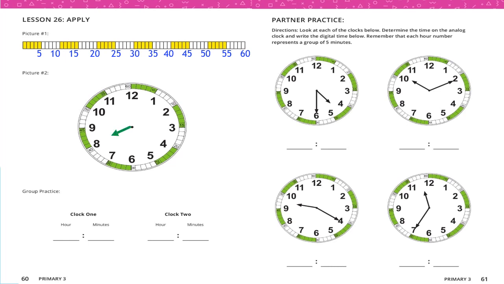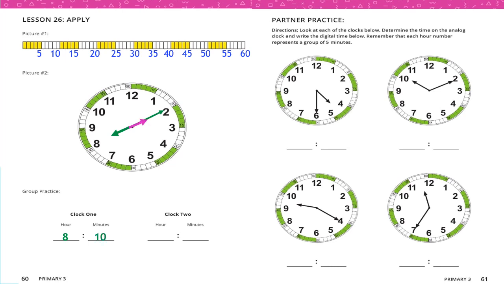If the short hand is referring to 8, it will tell me what? 8. So we will write here in hours place 8. And the long hand is referring to 2. Will we write 2 here in minutes place? No, we will write 10 because it's 2 groups of 5. So 2 times 5 equals 10.